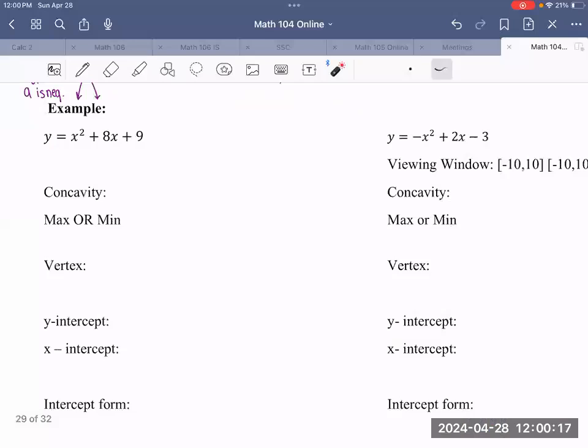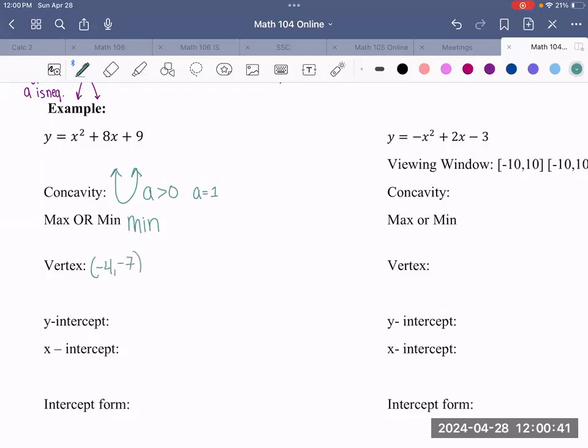So over here, concavity, let's answer a few of these. Concavity, we said it was up because A is greater than 0, A is equal to 1. So it's positive, it's going to have that up feature. So are we going to be a max or a min? A is going to be a minimum. We also said your vertex is going to be at -4, -7. Your y-intercept, we said, was 0, 9.